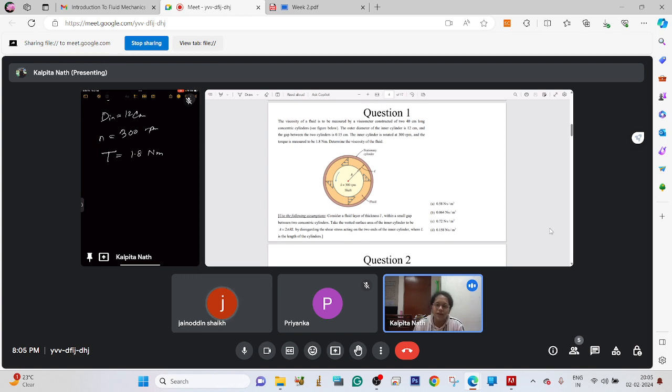The torque is given, the rotation of the inner cylinder is also given, the diameter and length, everything is given. So we need to find the viscosity. I'll give you 2 minutes to solve this question. Simple mechanics will be applied because torque is already given. Let's see whether any one of you can solve this. Otherwise, we'll proceed with the solution. Let us wait for 2 minutes.